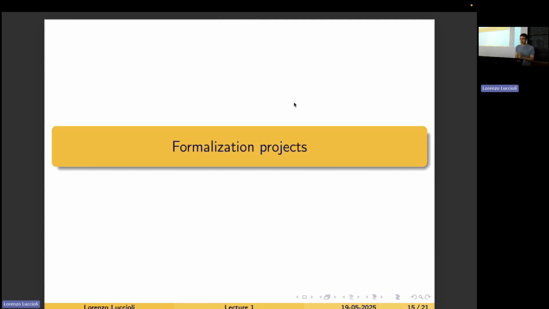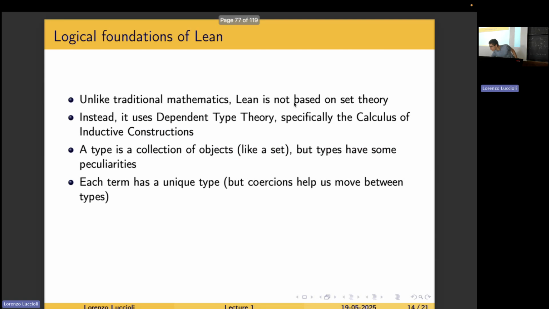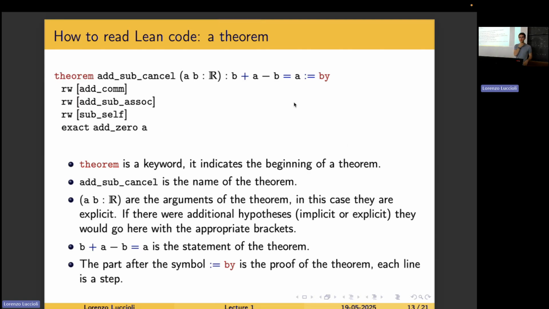Now that we've seen what formalization is and how to read things. Yes. The real number set, is it something that Lean has already, something primitive? No, real numbers are not primitive in Lean. They are defined. I think currently they are defined as equivalence classes of Cauchy sequences, just like you would see in an analysis textbook.